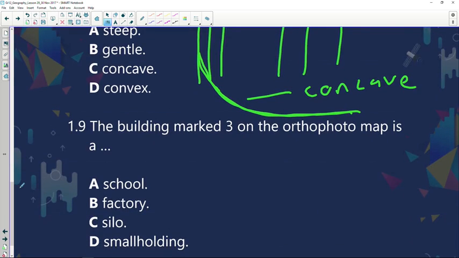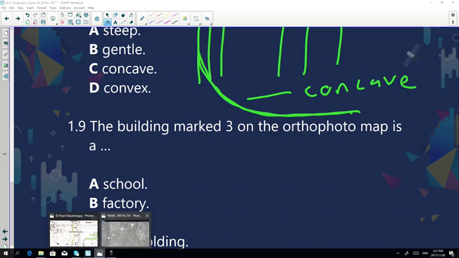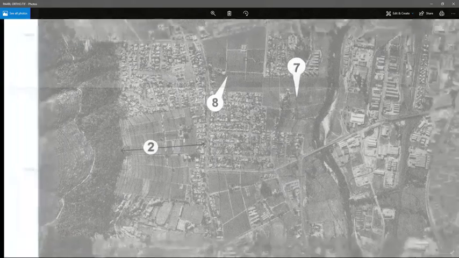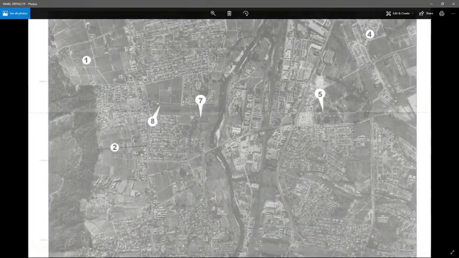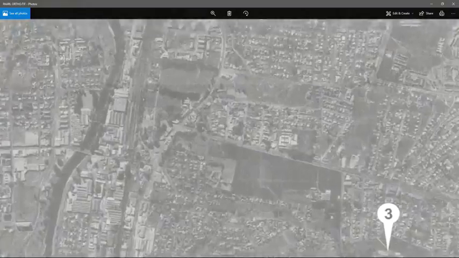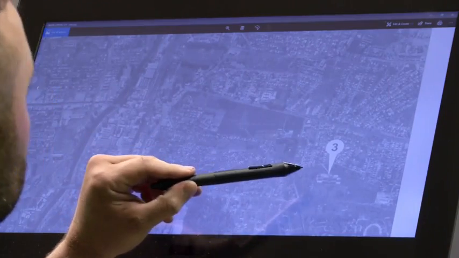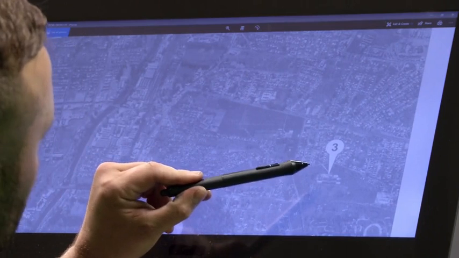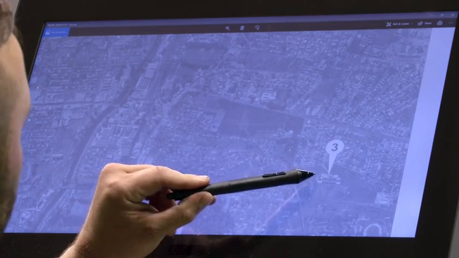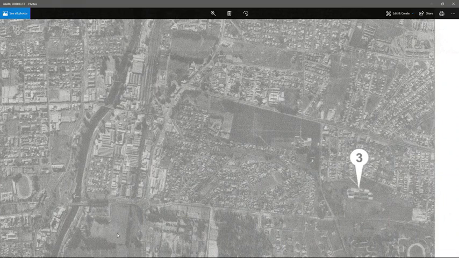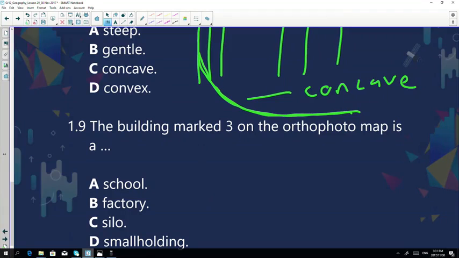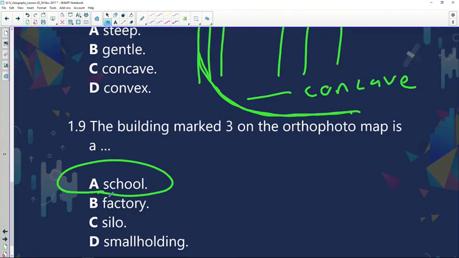If we quickly look at 1.9, the building marked 3 on the orthophoto map is a... Let's quickly have a look on the orthophoto. Now, what you need to do when you get a question like this, you need to go and see where the demarcated area is on your topographical map, and you need to go and find the place that usually will have a reference. And 3, if you look on your topographical map, will resemble a school. So your correct answer over there is A, a school.